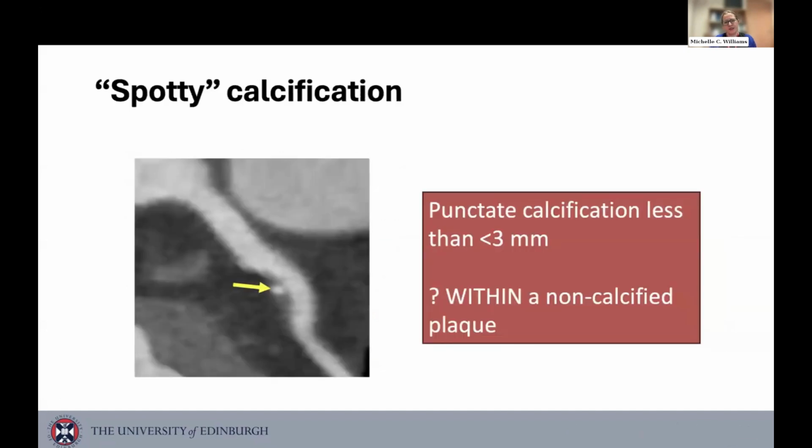Spotty calcification is defined as tiny little flecks of calcification, less than 3 millimeters. I think this really needs to be within a non-calcified plaque rather than just specks of calcification, because we have specks of calcification that are very low risk. But if you've got a tiny bit of calcification within a nasty looking plaque, that might be a high risk feature. But actually in more recent research, it's not proving that specific a marker.